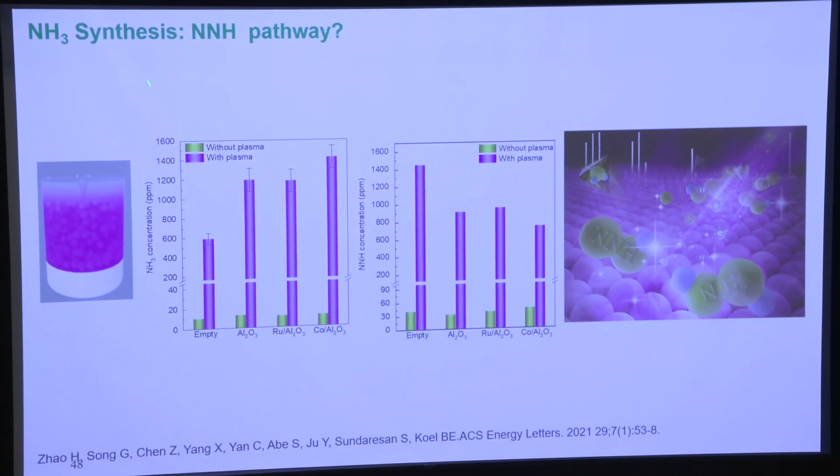And then we did some experiments with my student Hao, who is now at Beijing University. What he did was ammonia conversion with plasma and a catalyst. With an empty reactor, with ceramic materials, and with a catalyst, what he saw is that there is no difference whether it is with catalyst, without catalyst, or with ruthenium or cobalt catalyst. They got the same result.